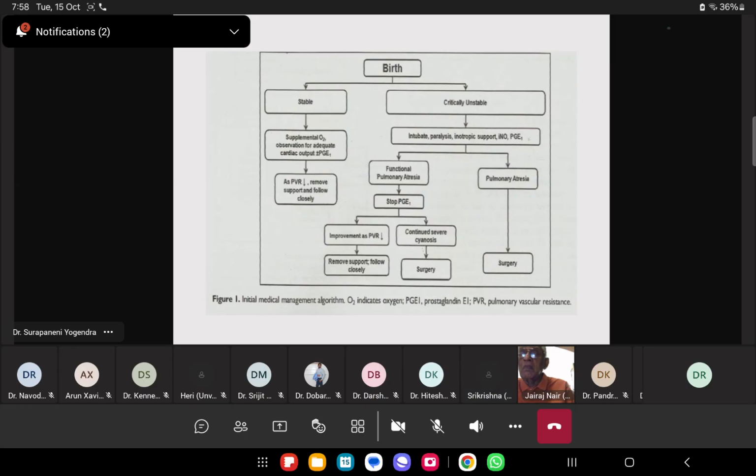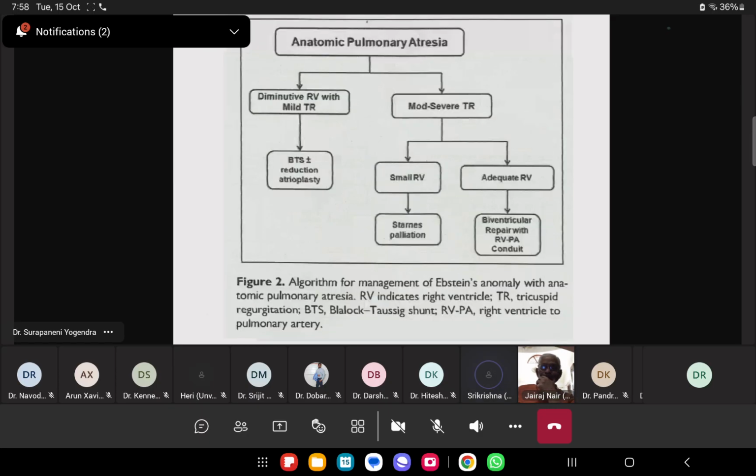If, on stopping prostaglandins, the patient has continued severe cyanosis, if there is pulmonary atresia, that is anatomic pulmonary atresia, it is an indication for surgery. Anatomic pulmonary atresia, diminutive RV with mild TR, PT shunt plus reduction atrioplasty is recommended. In anatomic pulmonary atresia with moderate to severe TR and small right ventricle, Starnes palliation is recommended. And anatomic pulmonary atresia with adequate right ventricle, biventricular repair with RV to PA conduit is recommended.